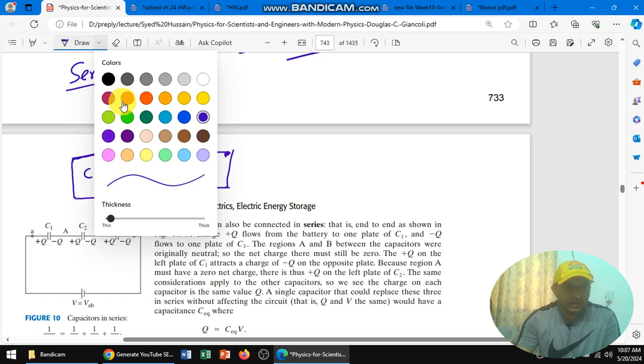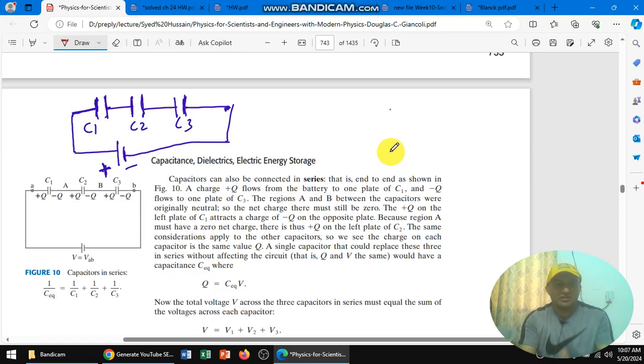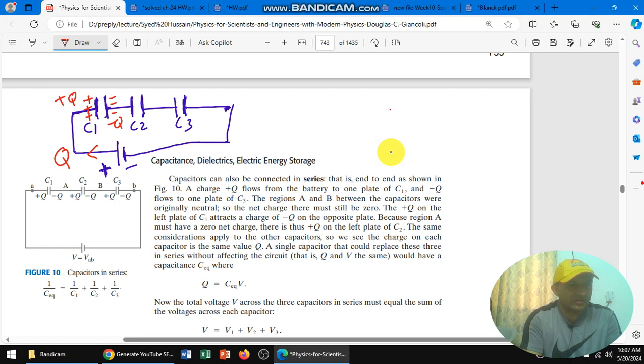In order to find the total equivalent capacitance, we must remember that if charge Q is flowing through the circuit, then the total charge plus Q is stored on this plate, and the same charge minus Q is stored on this capacitor's other plate. Similarly, electrostatic induction says that plus Q is also stored on the next, and minus Q, the same amount of charge, is stored on its other plate, and the same for the third. So all the capacitors store the same charge. Charge does not divide in this case. So Q is equal to Q1, equal to Q2, equal to Q3.